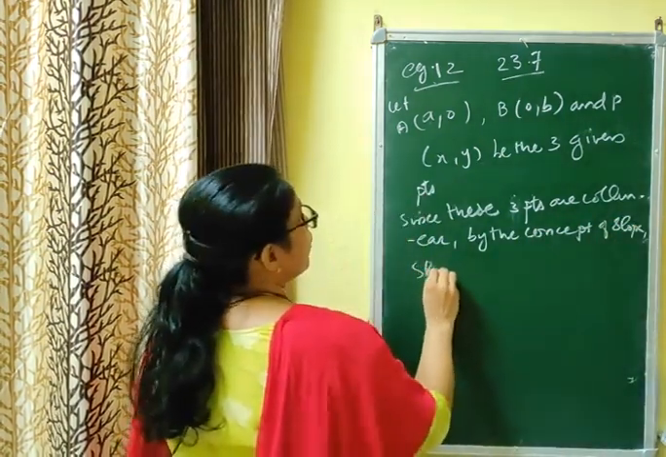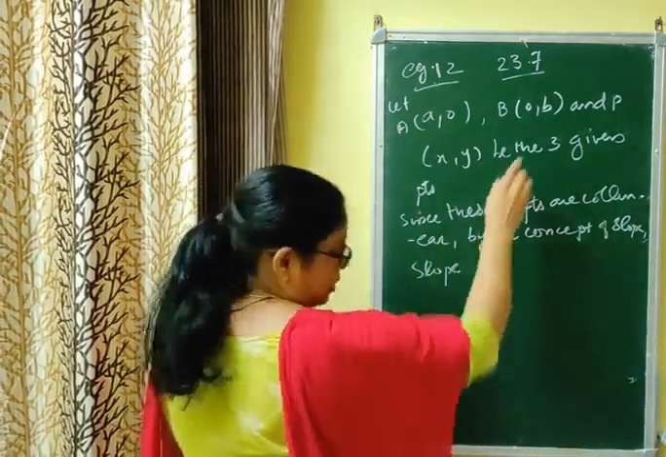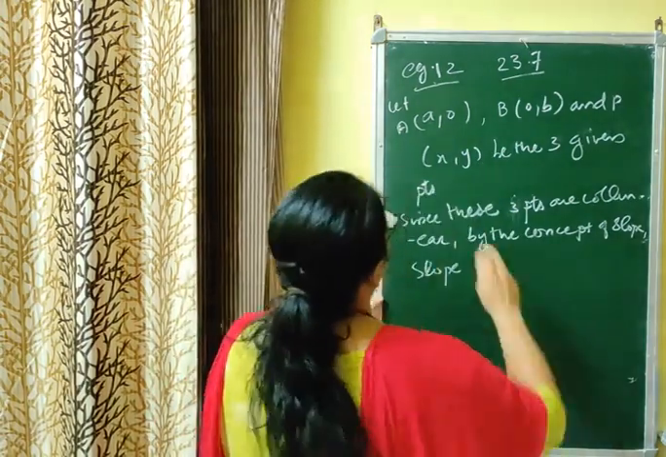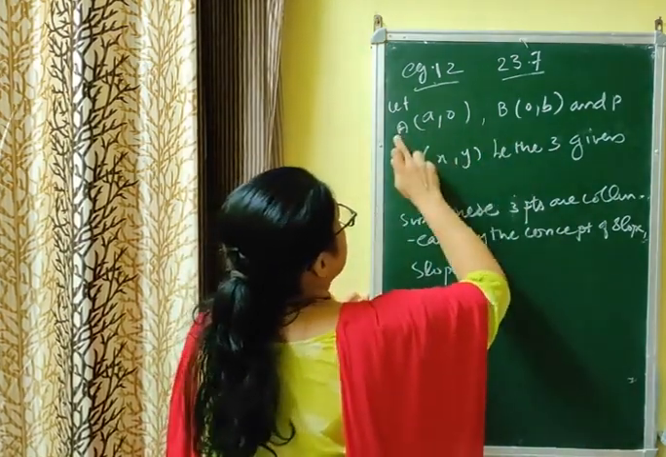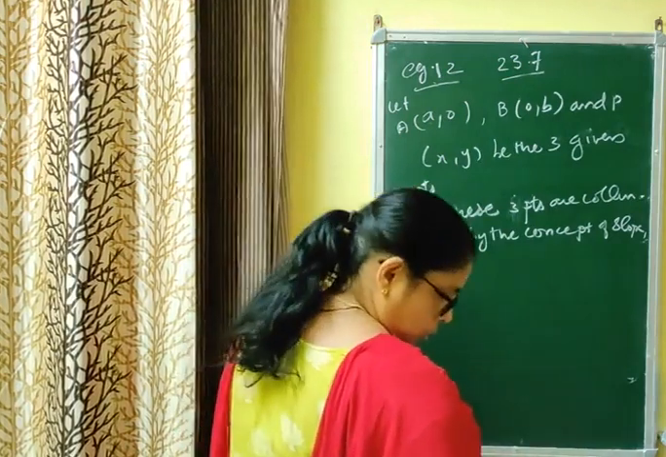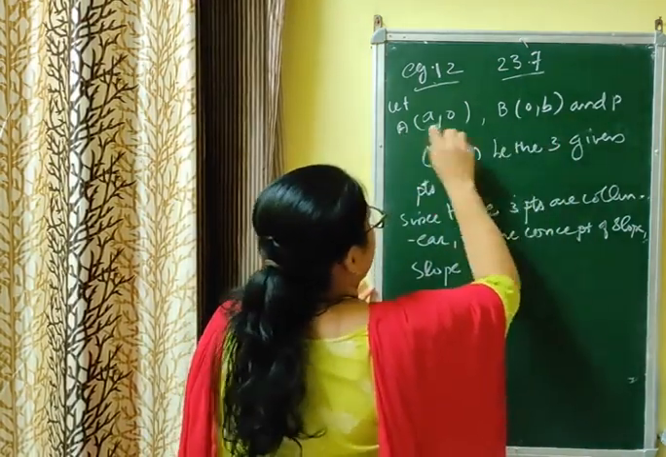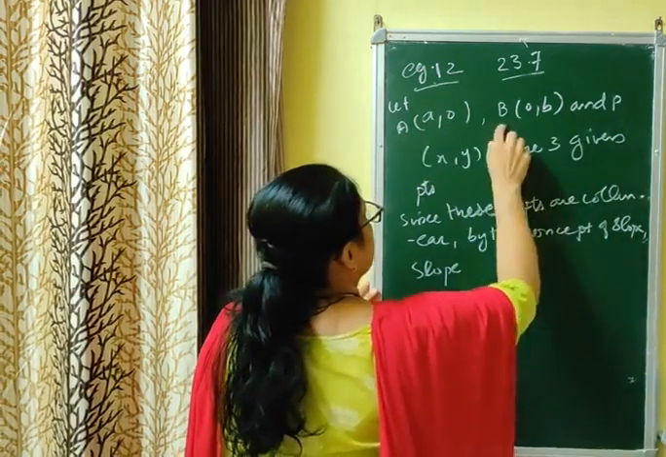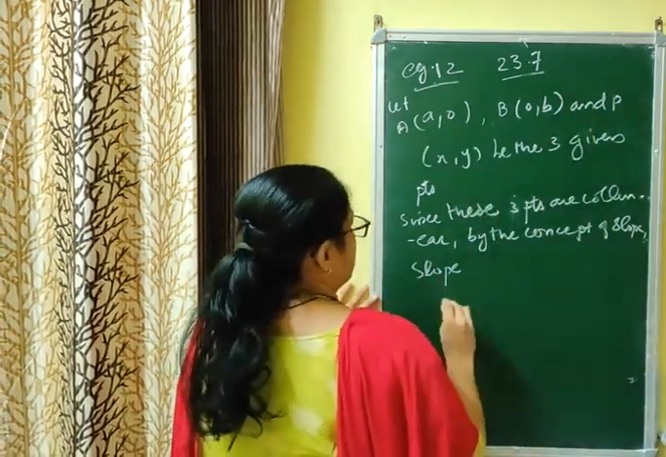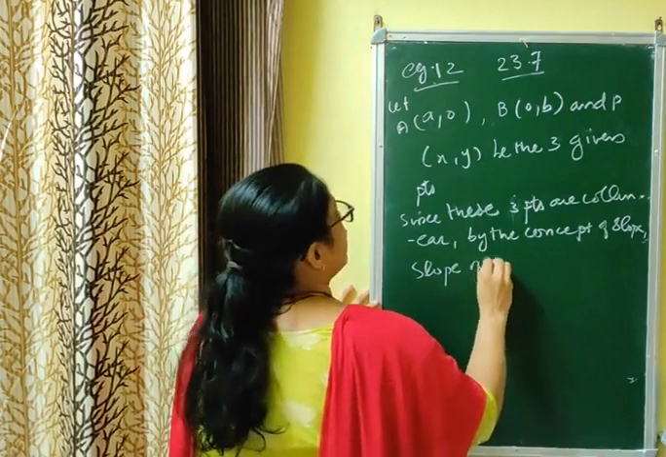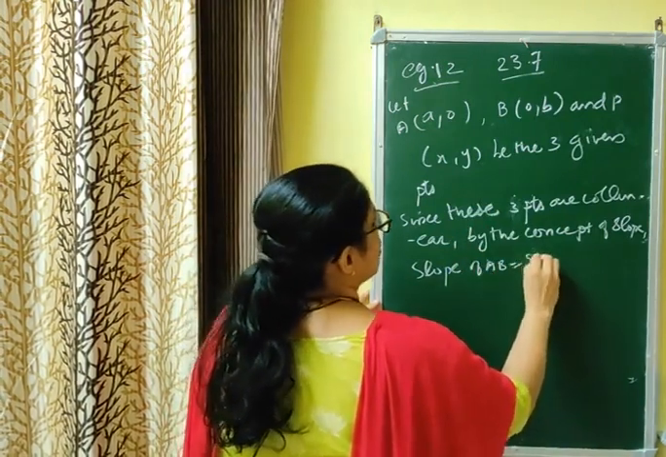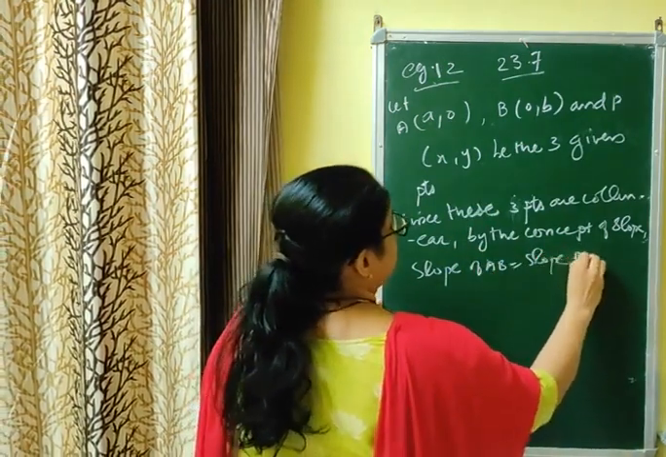Slope of PA, A, B, C. You can take any way. Otherwise, if you are taking in this order, slope of AB is equal to slope of BP. कि आपने इसी ऑर्डर में लिया तो ABP ऑर्डर में लिया तो AB का स्लोप और PB का स्लोप सेम मिल गया, BP का स्लोप. Slope of AB is equal to slope of BP.